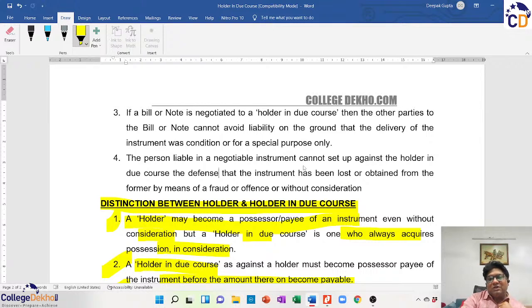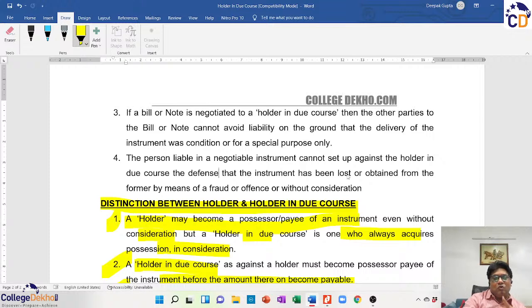So because I'm able to prove that I am a holder in due course, I can convince the court that I took it bona fide, with consideration, before the due date. So how would I come to know that the instrument was stolen or lost? So I should have the right of payment. Whatever the loss is will be of the earlier parties, not mine.